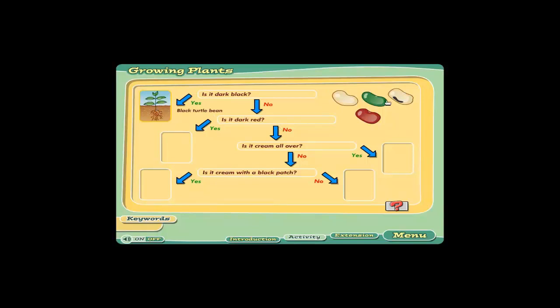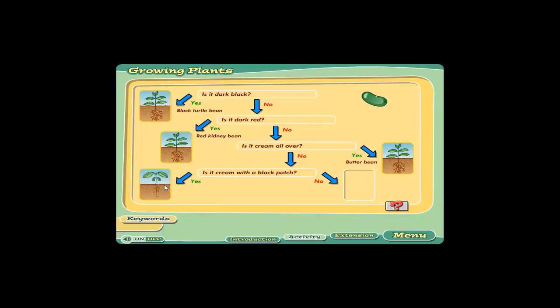Is it dark red? Yes. The seed germinates. Can't you see it while germinating? It gives us red kidney beans. Is it cream all over? Yes. This is the cream all over. The seed germinates and gives us an adult butter bean plant. Is it cream with a black patch? Yes. It germinates in the soil and gives us black eye beans. And about the green one, the seed germinates and gives us green lima bean.